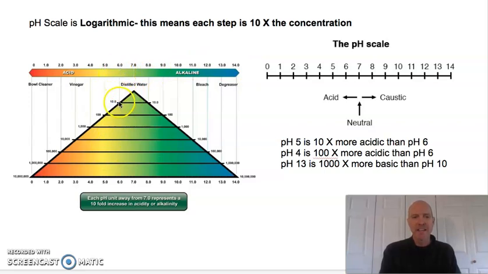pH 6, we're looking at the concentration of ions. pH 5 has got 100, pH 6 has got 10, pH 4 has got 1,000. These are measurements of how many ions there are.